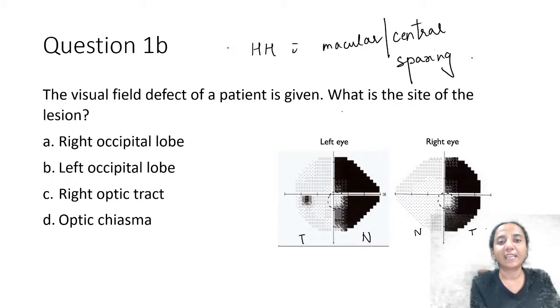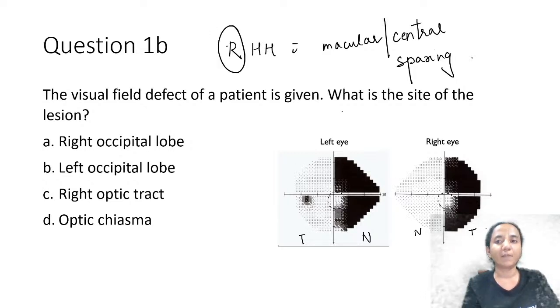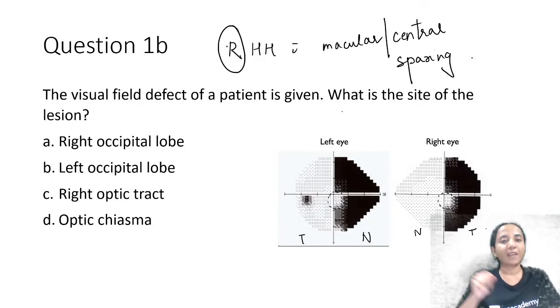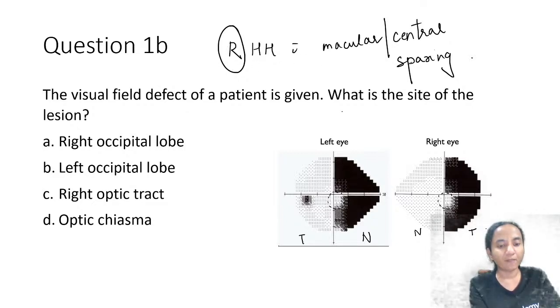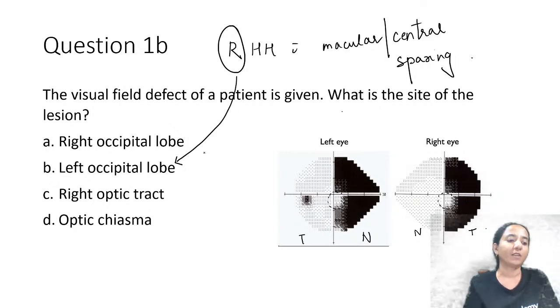Once again, see, it is on the right hand side. So it's a right-sided homonymous hemianopia with macular or central sparing. And we know that this central sparing is seen in the occipital lobe if there is a lesion in the occipital lobe. But it's a right homonymous hemianopia with macular sparing. So site of lesion is the left occipital lobe.